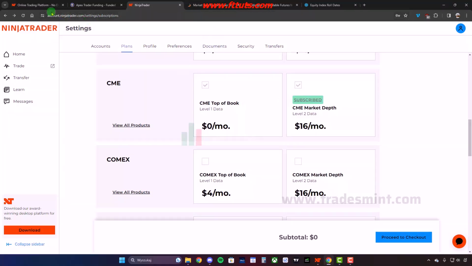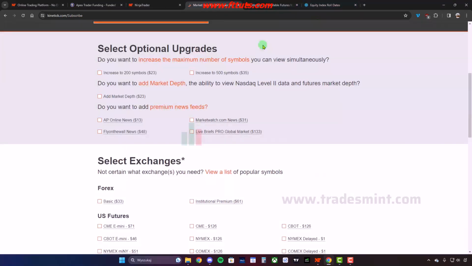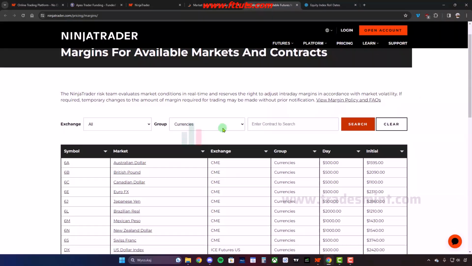Okay, so we have the broker, the data, and the third thing is margins. Very important thing to know which charts you should watch and trade, and it depends on your account, the size of your account. So take a look here. By 6B, so GU, the minimum margin is 500.